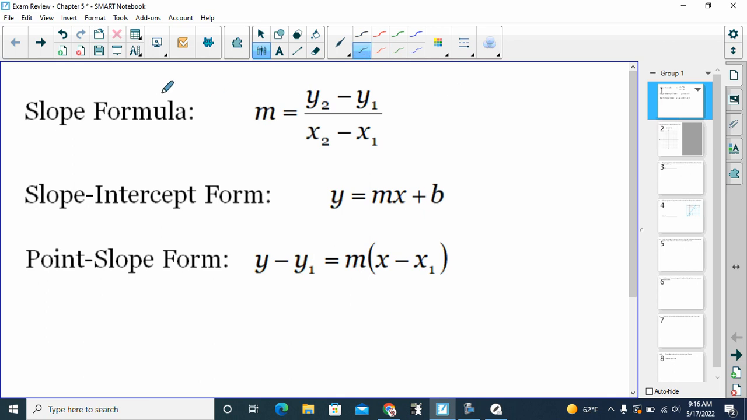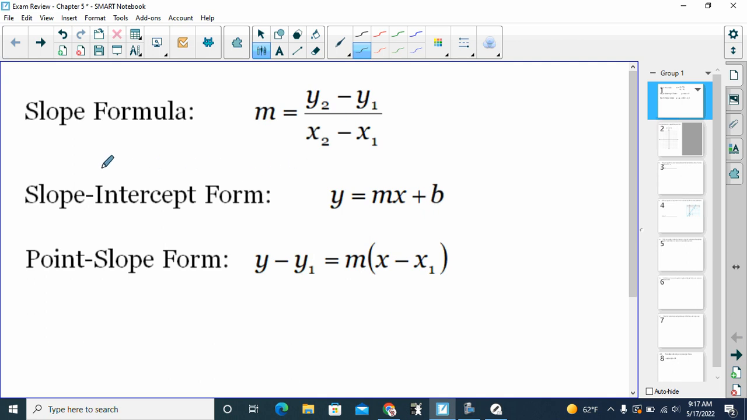I would make sure that you get them written in your notes right now. They are the slope formula. The slope formula says that m, slope, is equal to y2 minus y1 over x2 minus x1. So if we have 2 points, x1, y1, and x2, y2, we can find the slope between those 2 points by plugging them into the formula.